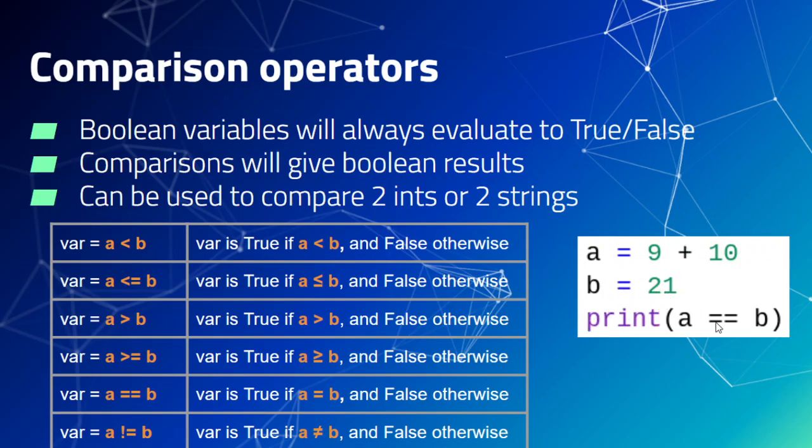What we're printing now is A equal to B. What we're basically checking is whether this variable A is equal to this variable B. And it's going to check the values. So 19 is equal to 21. Well, that's false. So that's what's going to print. If this happened to be something like 21, then it would print true because 21 is indeed equal to 21.